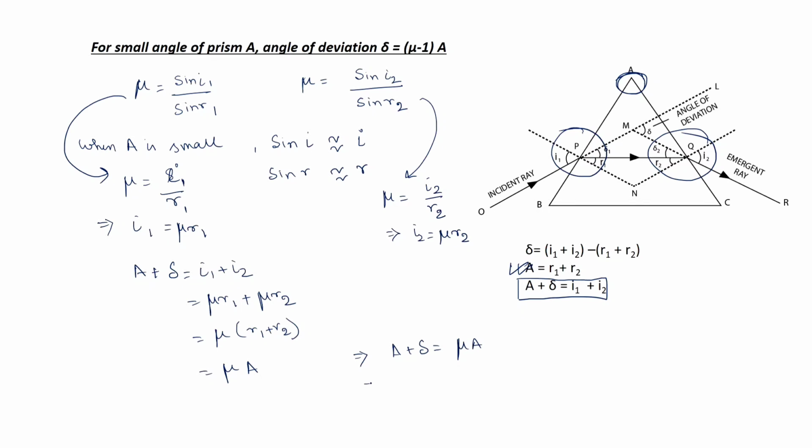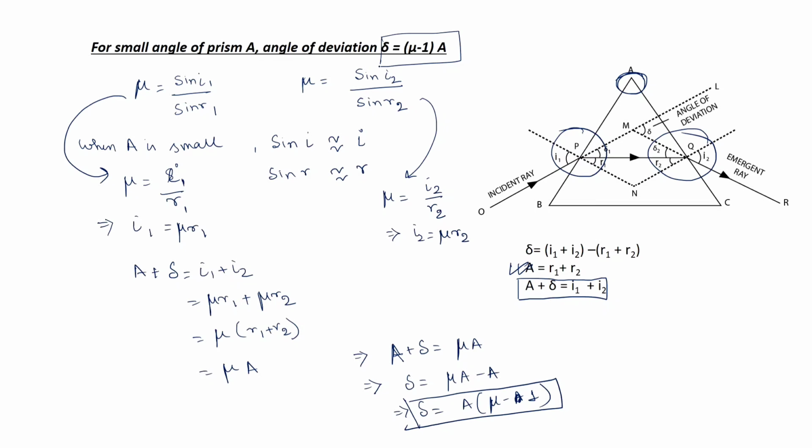I am bringing all the A on the same side. So I will write it like this: delta equals mu A minus A. Take A common, you will get mu minus 1. So this was our derivation. Just see this derivation. If you have any doubt, then ask me.